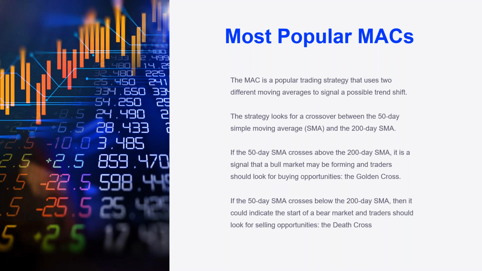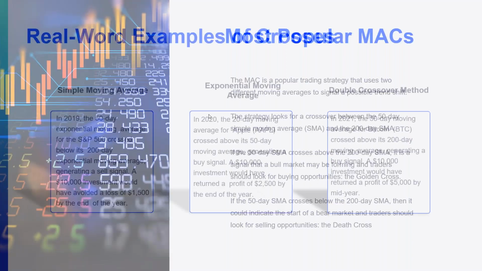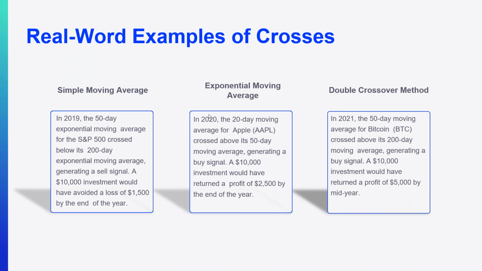Yeah, golden era. Market is rising. If the 50-day crosses below the 200 SMA, then that could indicate the start of a bear market, and traders should look for selling opportunities instead. That is considered to be the death cross. Now, let me give you some real-world examples of crosses.